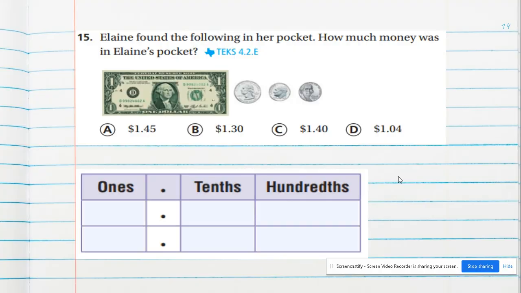Number 15, Elaine found the following in her pocket. How much money was in her pocket? So all you have to do is count the money. This is $1, 1 quarter, 1 dime, 1 nickel. Plug it into your place value chart and find your answer.